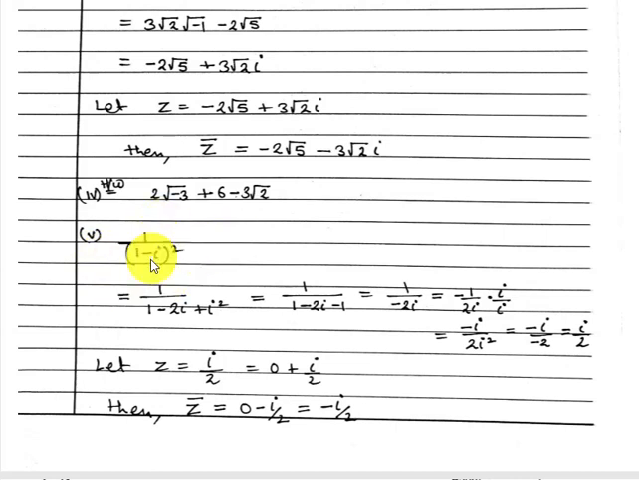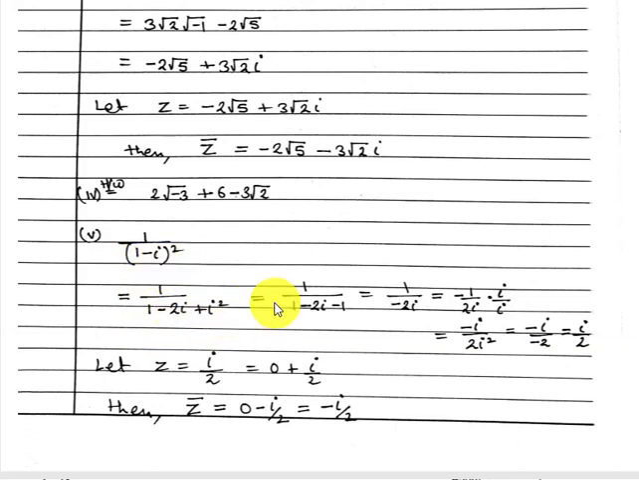Here it is 1 upon 1 minus i whole square. This is also not in the form of a plus ib. So you got to simplify. Here in the denominator you see i. So you got to remove this i from the denominator. So what you do, first let's expand it by the a minus b whole square formula. So by a minus b whole square formula you get 1 square minus 2 times i plus i square.